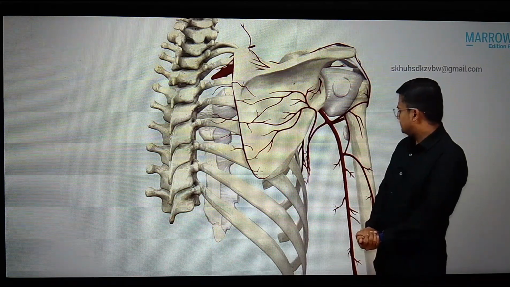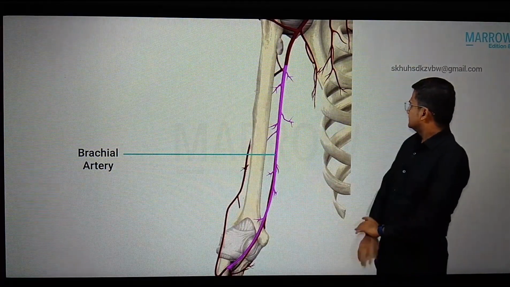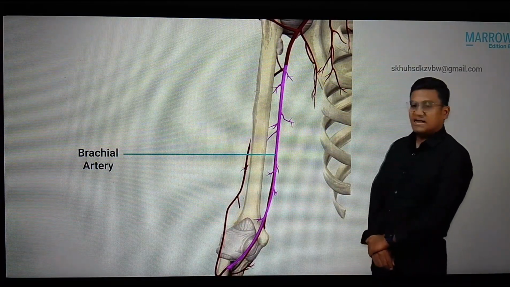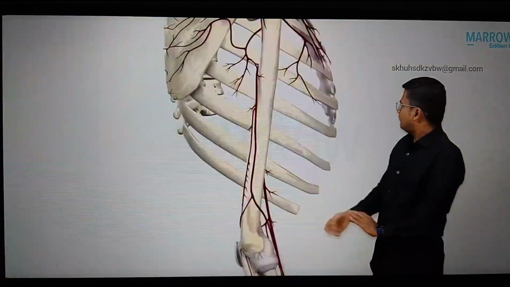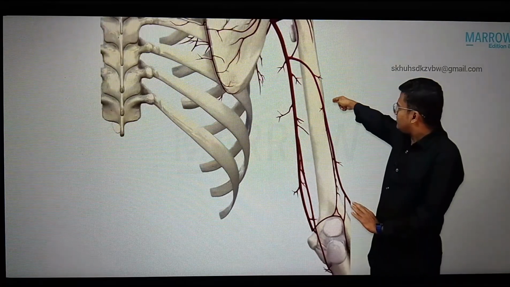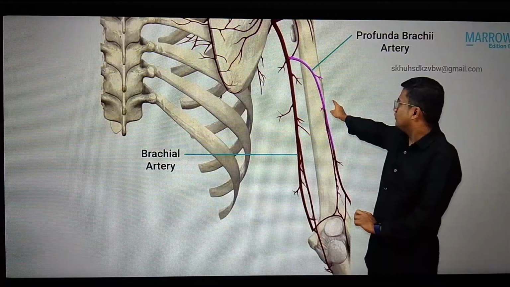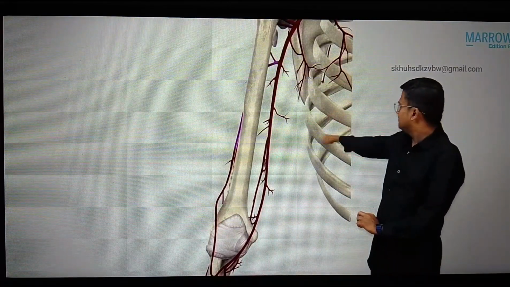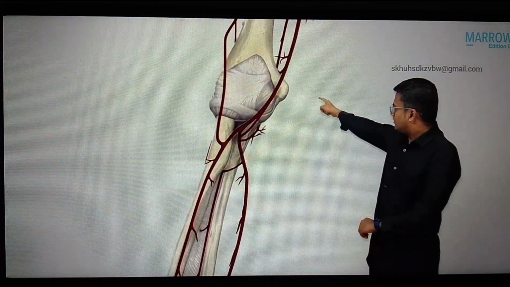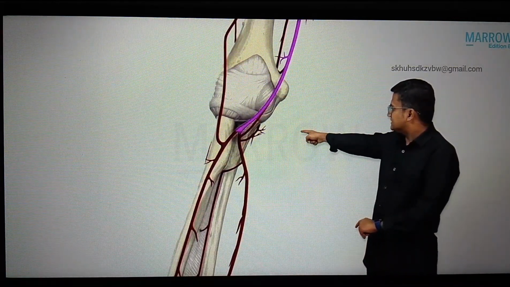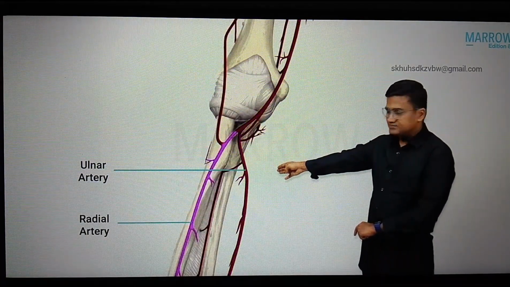The brachial artery is nothing but the continuation of the axillary artery. See here, that is the brachial artery. Now the brachial artery gives one deep branch called the profunda brachii artery. Can you see here? The profunda brachii artery is close to the humerus bone, passing in the spiral groove along with the radial nerve. Now the brachial artery, at the level of the neck of the radius, divides into two terminal branches: the ulnar artery and the radial artery.